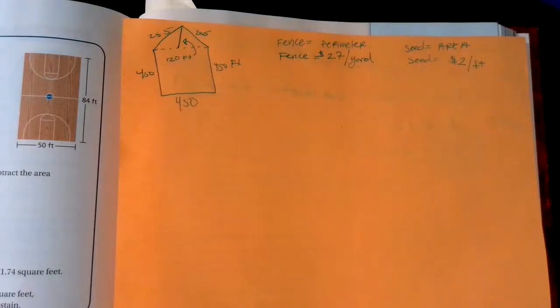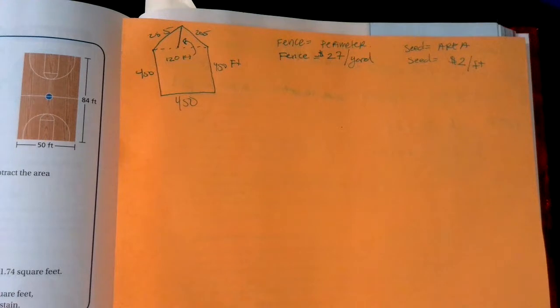All right, this is question number 5 for Big Ideas, section 9.3. A farmer wants to seed and fence a section of land. Fencing costs $27 per yard, and grass seed costs $2 per square foot. How much does it cost to fence and seed the pasture?